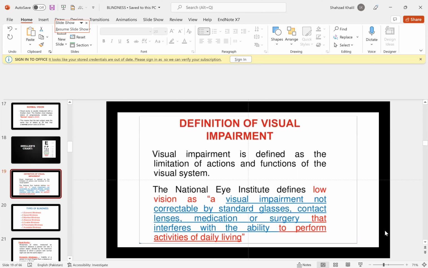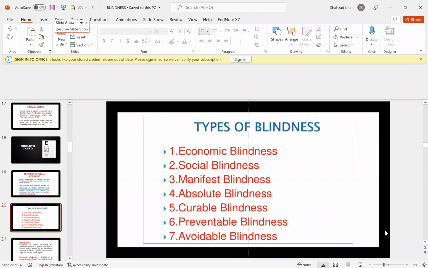Definition of visual impairment. Visual impairment is defined as the limitations of action and functions of the visual system. The National Eye Institute defines low vision as a visual impairment not corrected by standard glasses, contact lenses, medication, or surgery that interferes with the ability to perform activities of daily living. Types of blindness are economic blindness, social blindness, manifest blindness, absolute blindness, curable blindness, preventable blindness, and avoidable blindness.